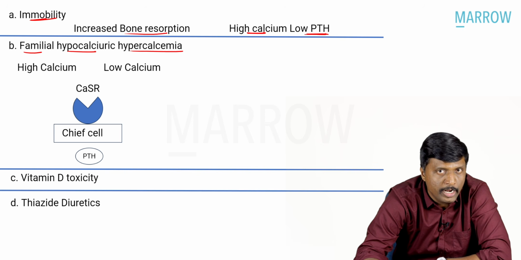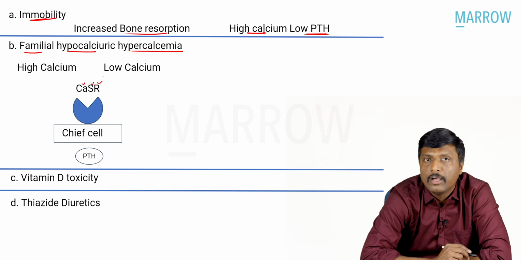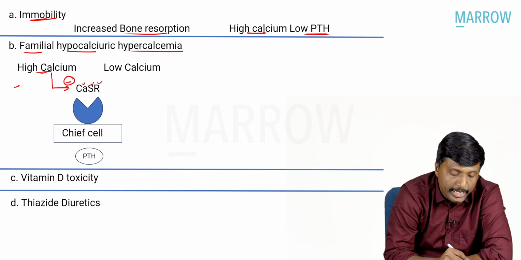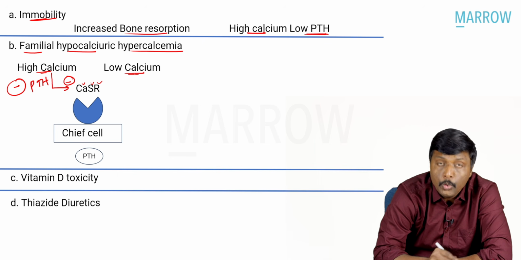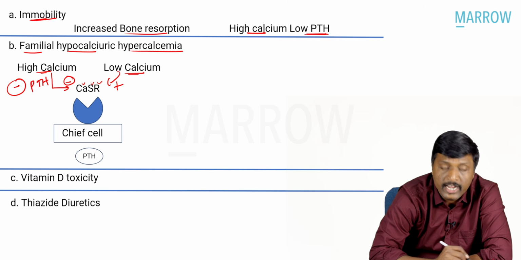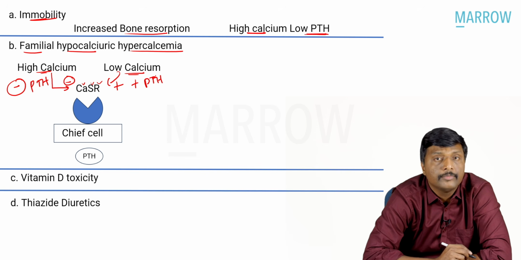For this release of parathormone, you need something called a calcium sensing receptor. Whenever there is high calcium, this calcium sensing receptor is inhibited, leading to inhibition of parathormone release. This is normal physiology. When there is low calcium, you need parathormone. This low calcium stimulates CASR, leading to release of parathormone. We are talking about the normal physiology so far.